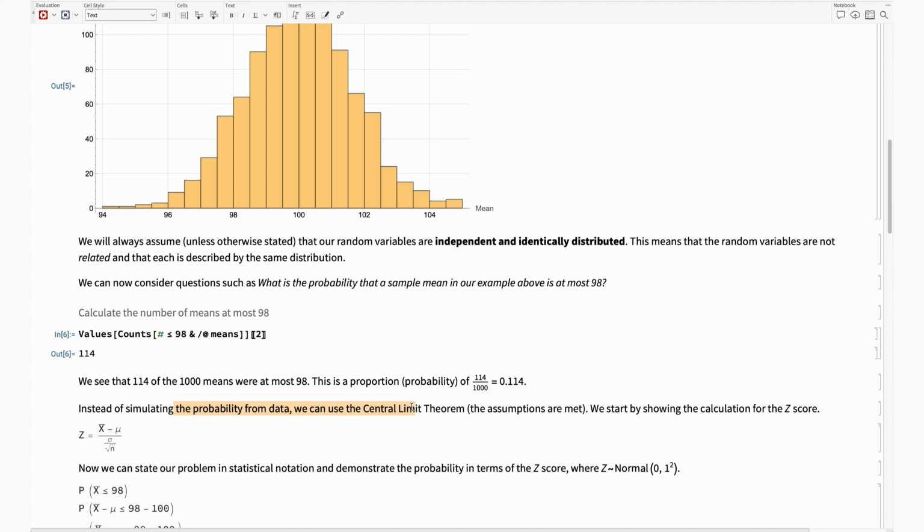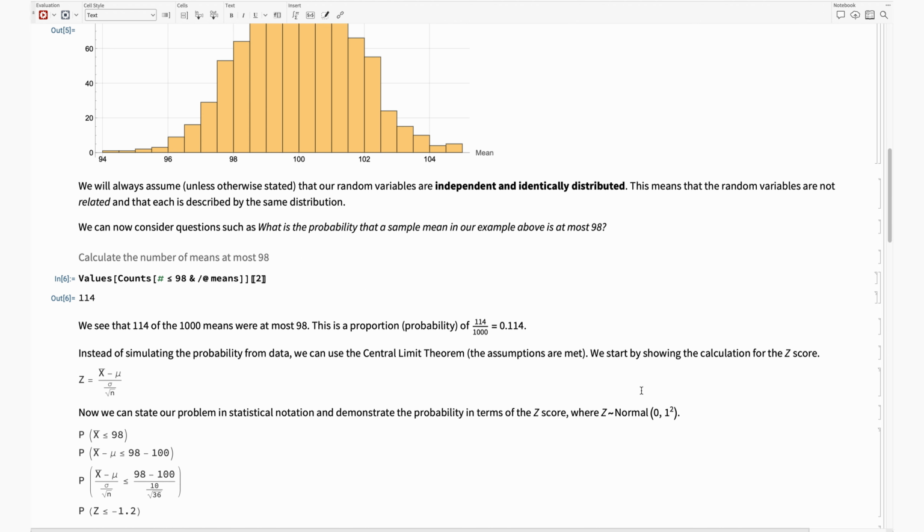Remember there are two assumptions. We are told that this variable is normally distributed in the population, and our sample size is 36, so that's at least 30. And so we've got both of those conditions met, so we can make use of the central limit theorem. And that central limit theorem says that these sample means should be normally distributed.